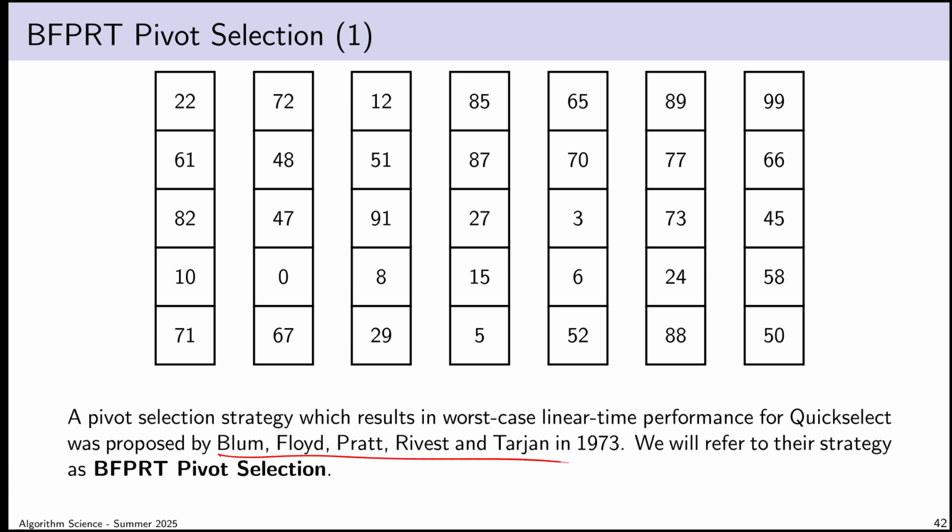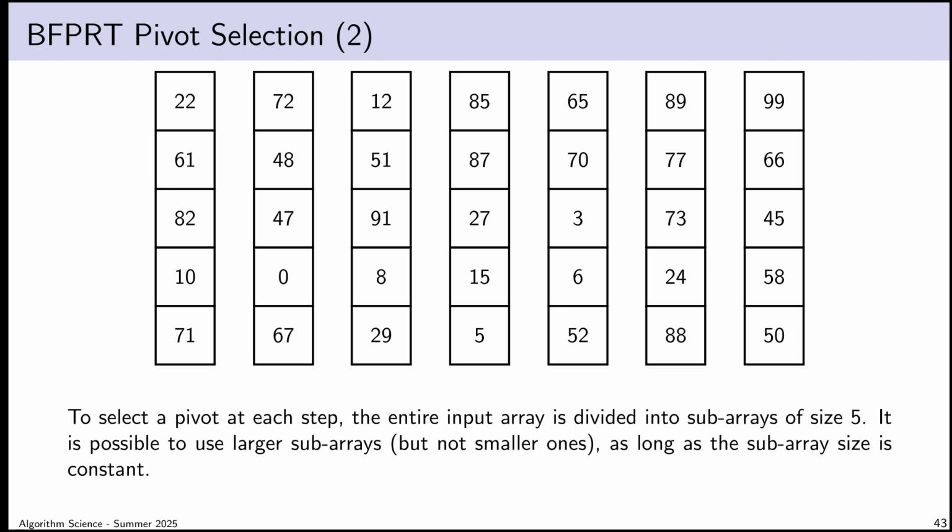So here's the idea behind BFPRT pivot selection. At each step, we take the entire input array, so we have this big array A, and we chop it up into pieces of 5 elements each. And yes, 5 elements, not 3, not 4, not 9, 5. It turns out it's possible to use larger subsets, so I could do 7 or I could do 9, but I'm not allowed to use subsets that are smaller, so I can't make subarrays of size 4 or size 3.